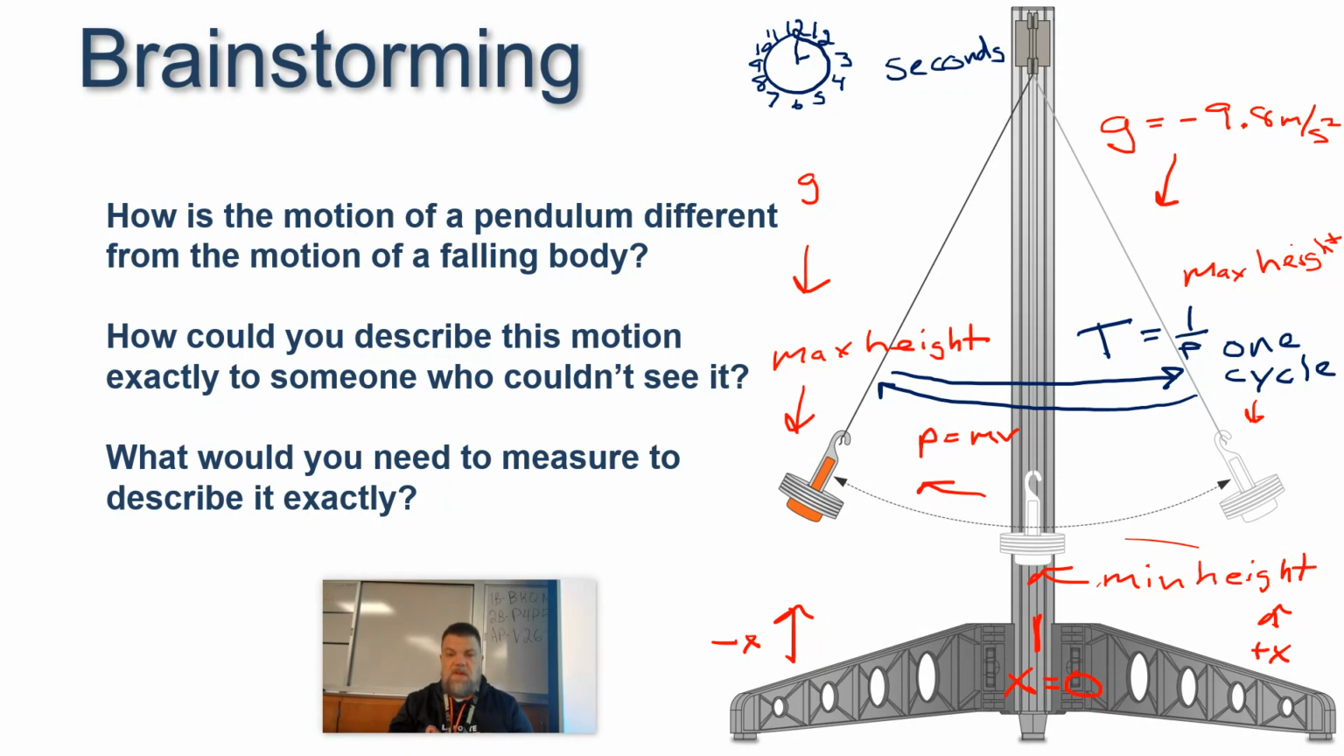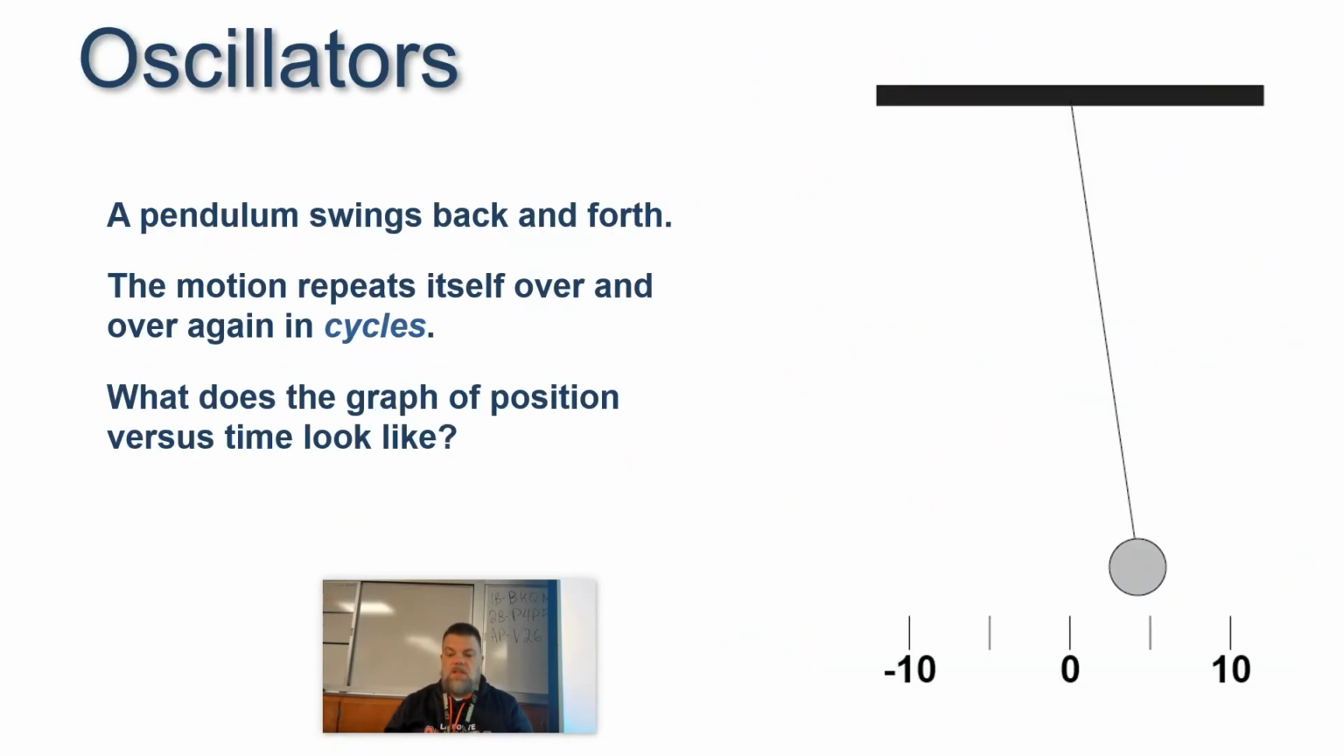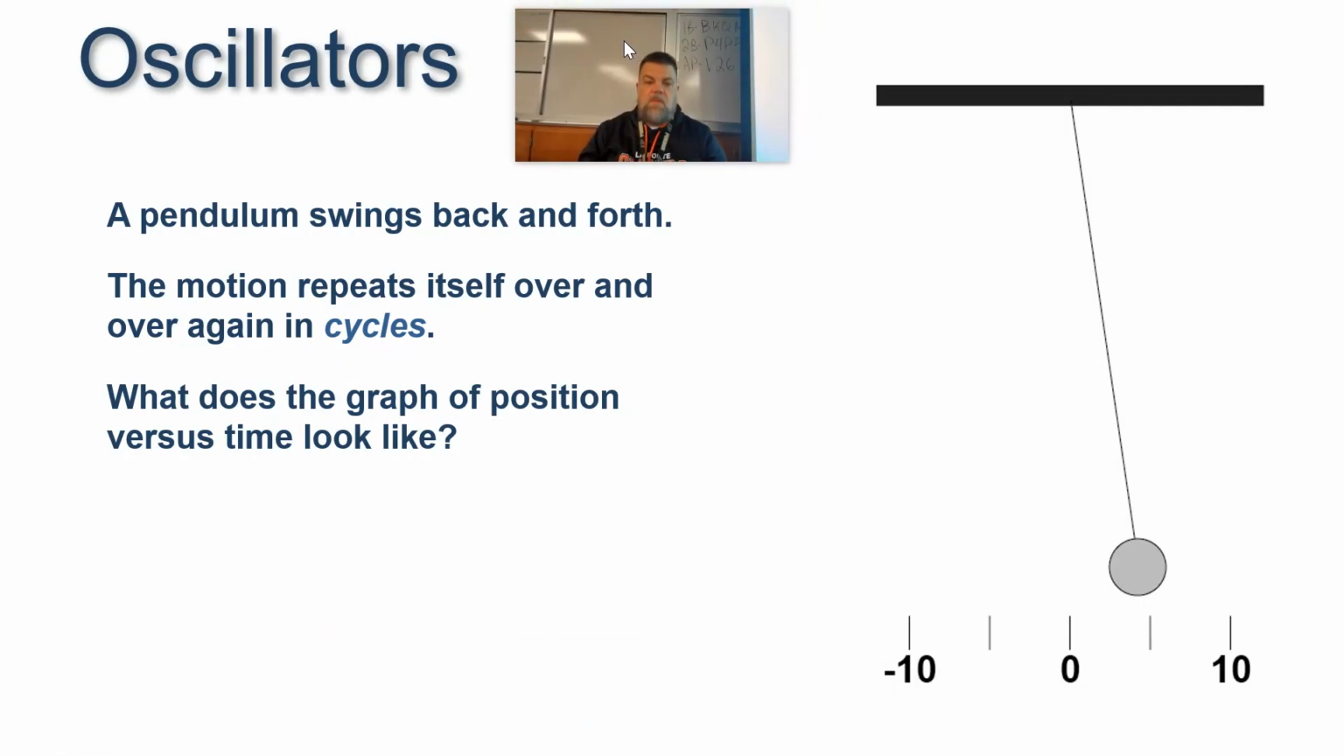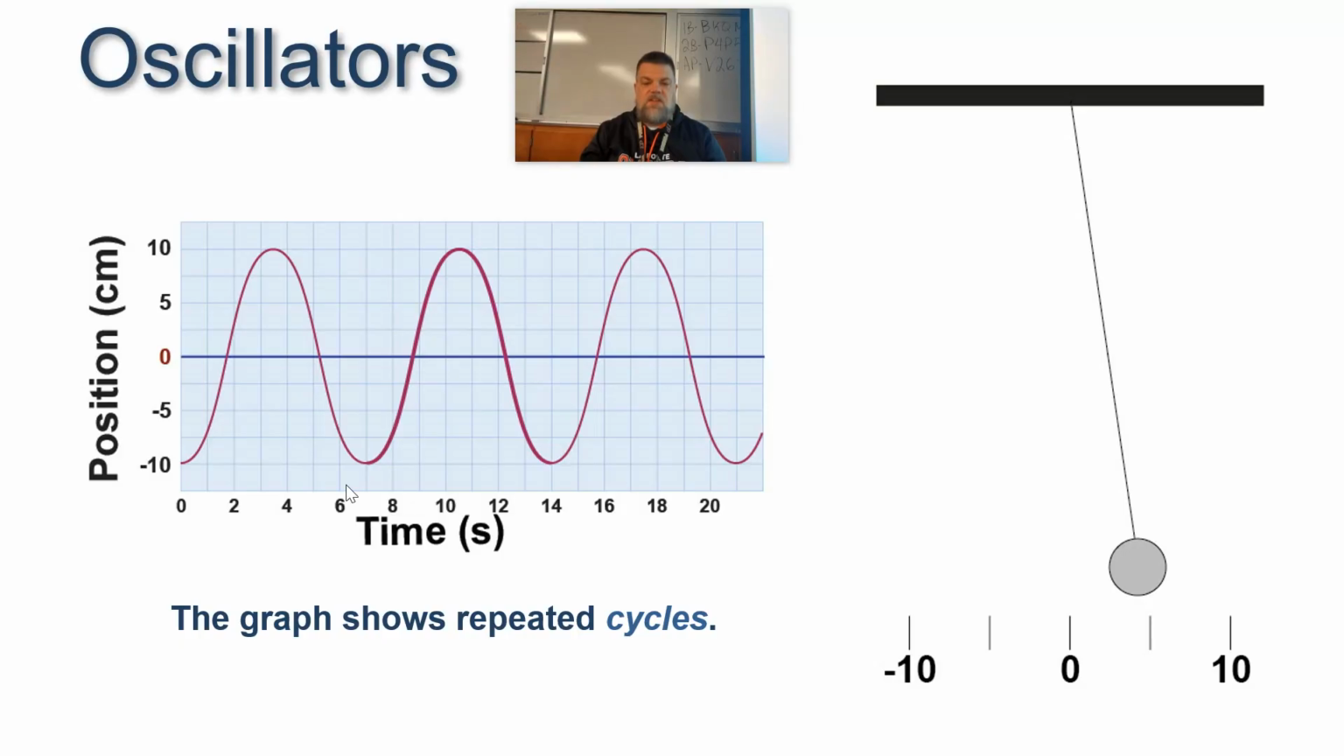Okay? Does everybody have everything that I've written down on your paper? All right. So let's look at it like this, a little more accurately with numbers. The pendulum swings back and forth. The motion repeats itself over and over again. Those are called cycles. And then if I graph the position over time, it looks like this. I do want you to kind of sketch that graph.